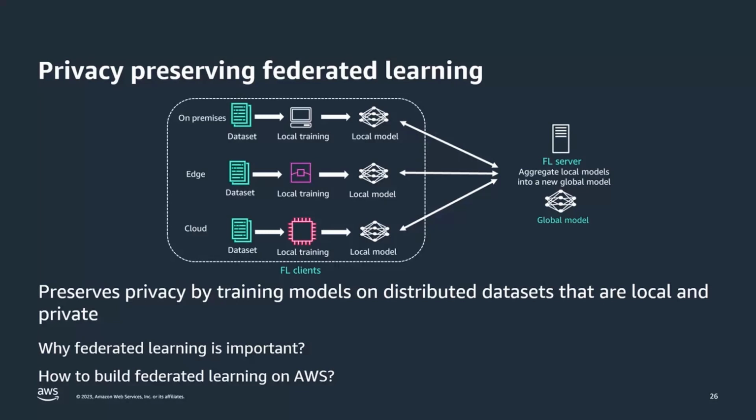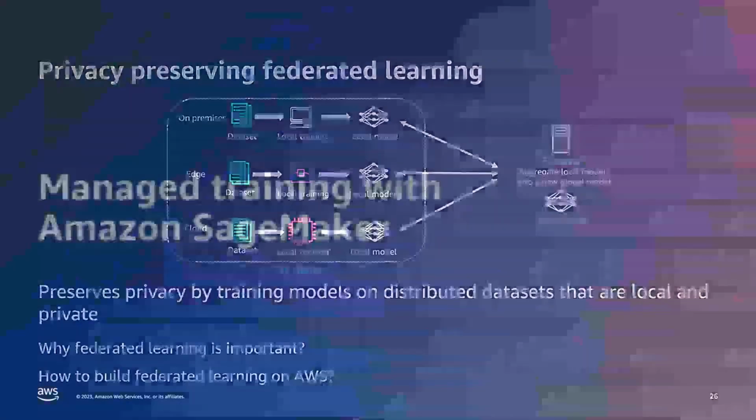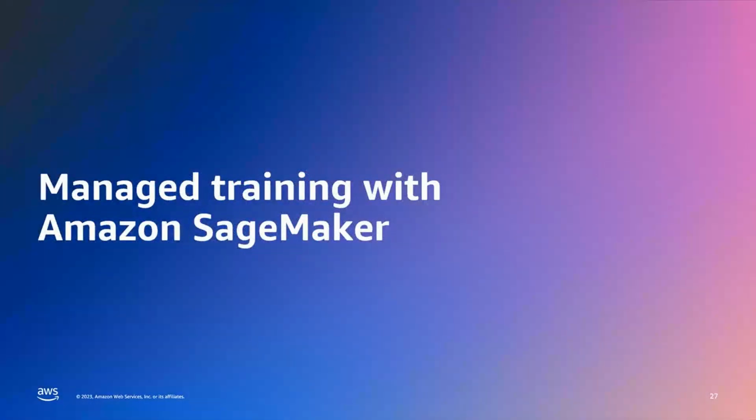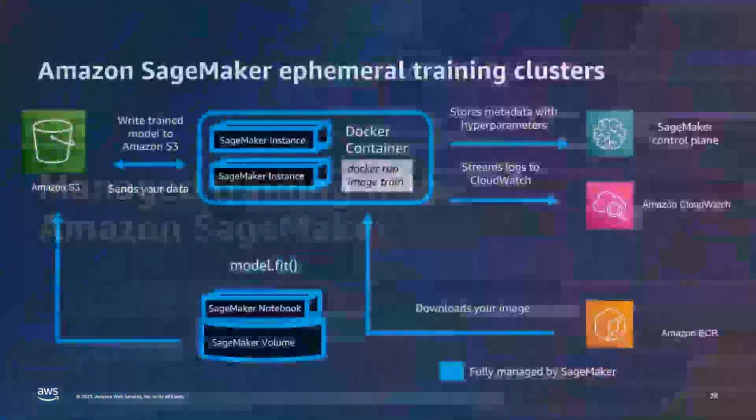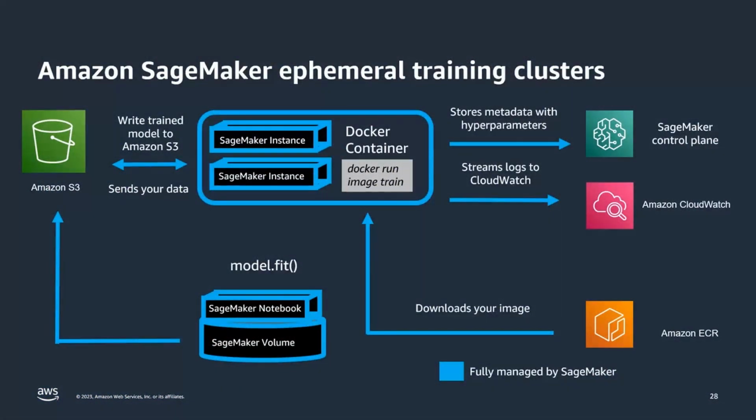Okay, so that's enough for the data and model parallelism. Now I want to point out the features, what benefit you can really get, and how you train your models on Amazon SageMaker in general.